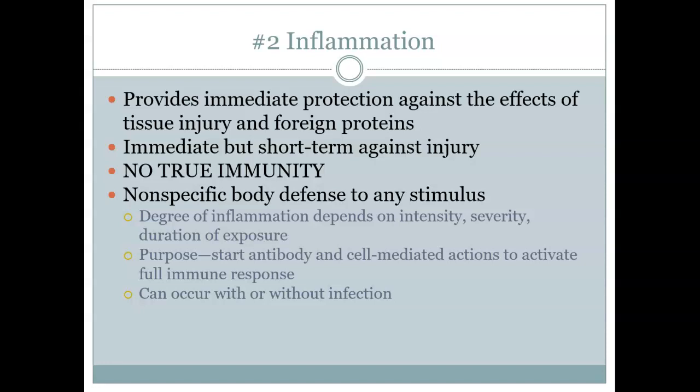But the purpose of inflammation, like I said, is the walling off of that area against further injury, against foreign particles, but also inflammation helps trigger the body's response, the antibody and the cell-mediated response. And just bear in mind, inflammation, you guys know, happens with or without infection.